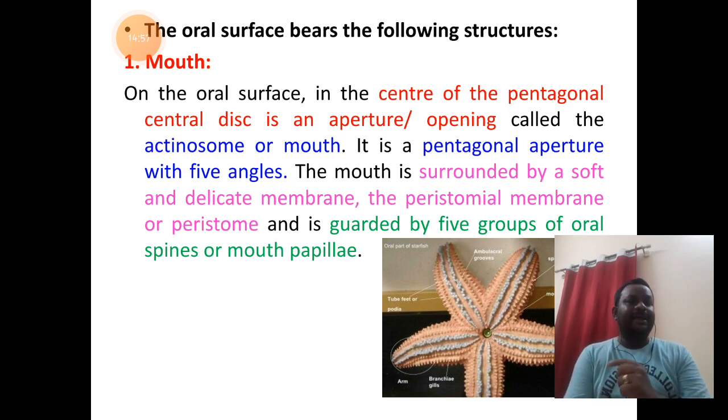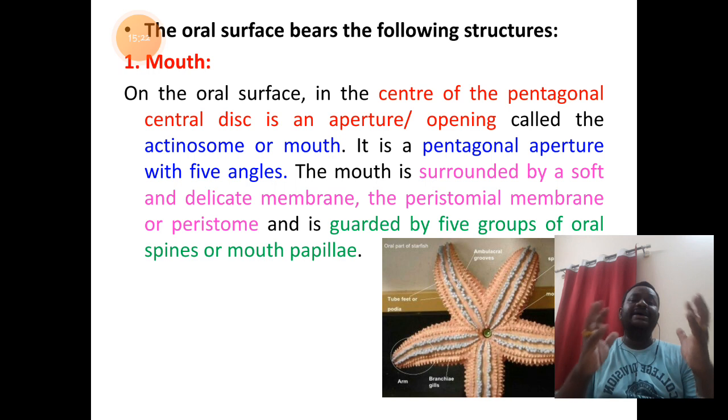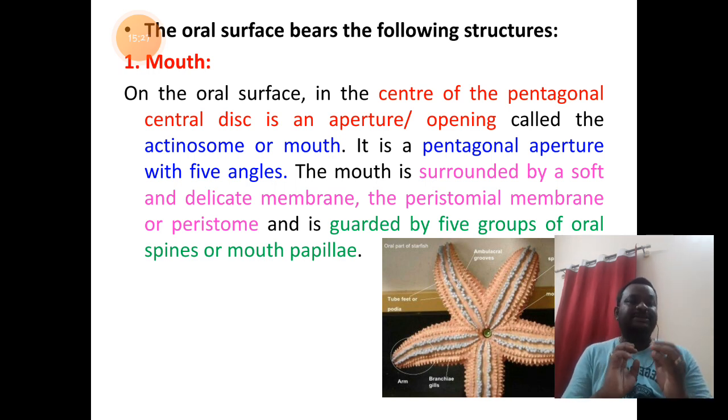It is surrounded by a very thin membrane for protection. This membranous part is called the peristomial membrane or peristome. Peri means outside, stoma refers to opening. The opening of the mouth, which is pentagonal in shape, is surrounded by a membrane called the peristome. And this peristome is again guarded by 5 groups of oral spines or oral papillae. They are nothing but special kinds of spinous structures.